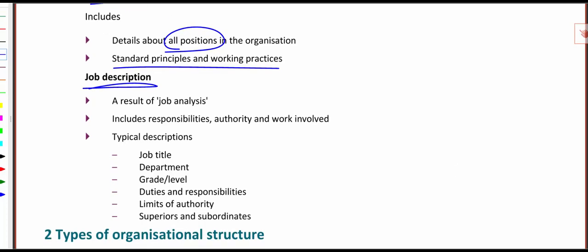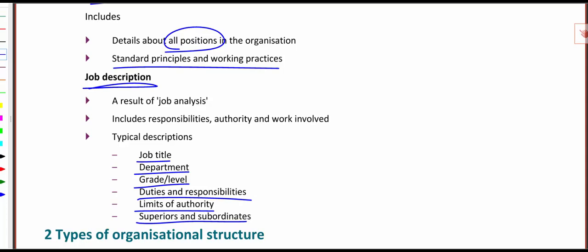Finally then, job description. So this is basically telling you what the job entails, so what's going to be included, certainly something like your job title, what department you fall in, what grade that is if it's the kind of industry that has a pay grade, and what your duties and responsibilities are, the limits to your authority, and then where you fit, so who are your superiors and who are your subordinates. Again, just trying to communicate where your role fits within the overall organisation.